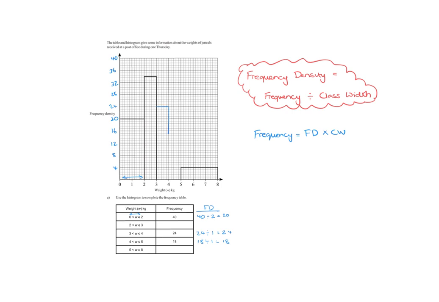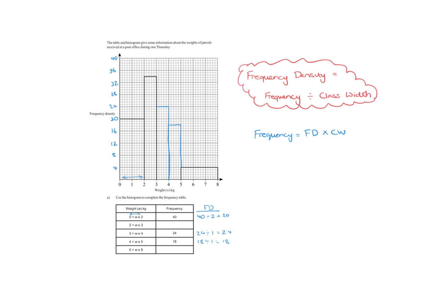Now with a histogram, we need to make sure that all the bars are touching because this is continuous data. And for my bar between 4 and 5, I've got a height of 18. So that's going to go right there.